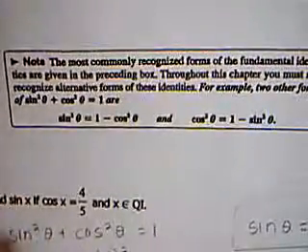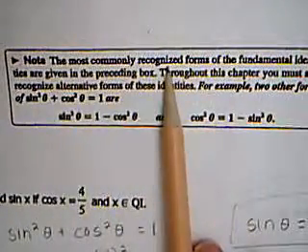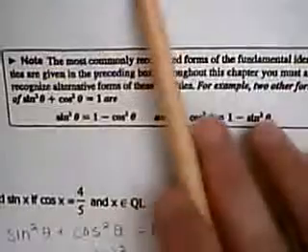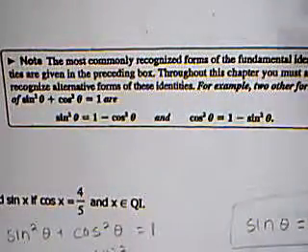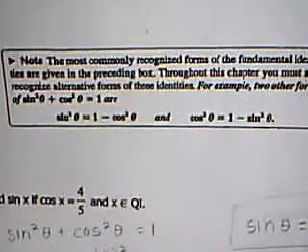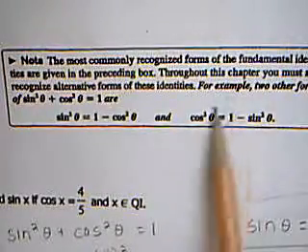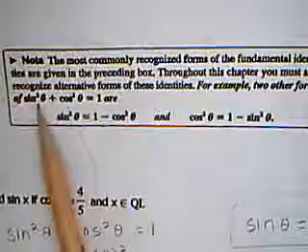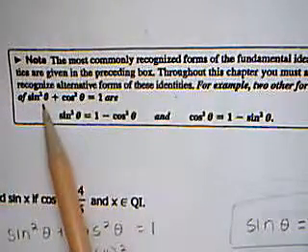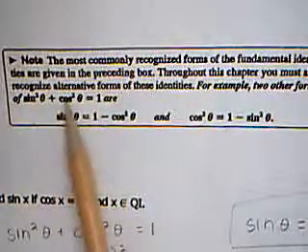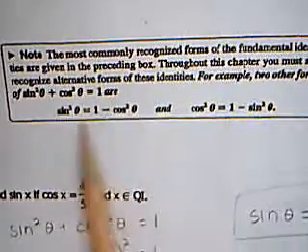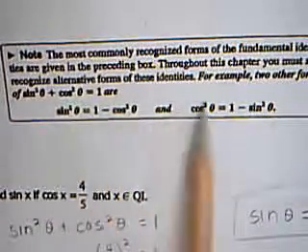And this goes back to something that's on the front that I skipped over a while ago. This note says that we have our commonly recognized forms of our fundamental identities in the box above, but throughout the chapter you must also recognize alternative forms of these identities. So it says, for example, there are two other forms of our original Pythagorean identity, sine squared plus cosine squared equals 1. These are the two alternate forms.